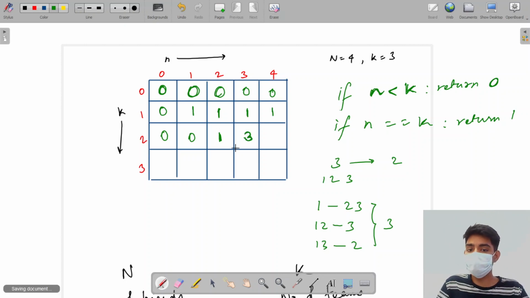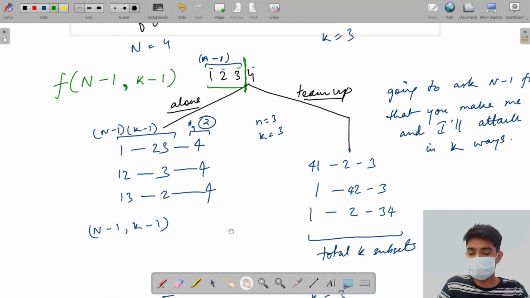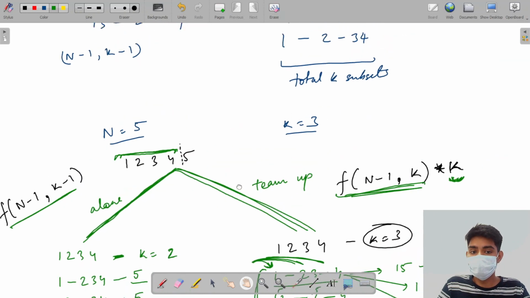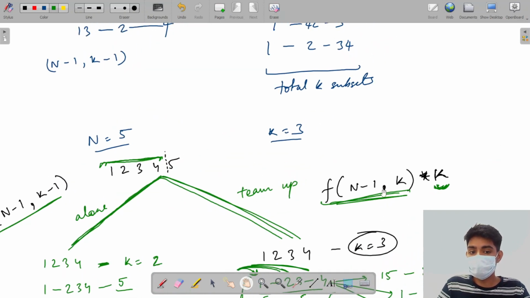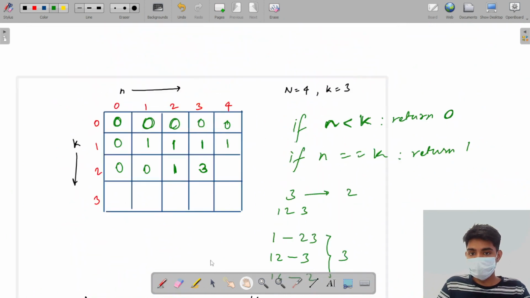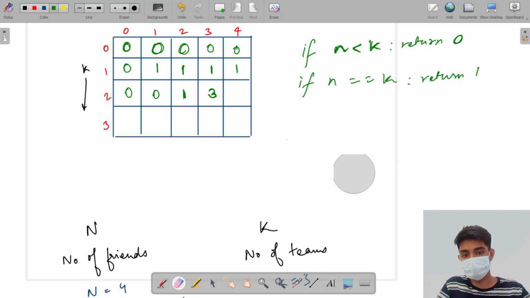But can we do this using the formula that we derived? We derived a kind of formula, right? That if it is going alone, then it is n minus 1, k minus 1. And if it is teaming up, then it is n minus 1 and k times k. So we derived this formula. Can we find 3 using the same formula?